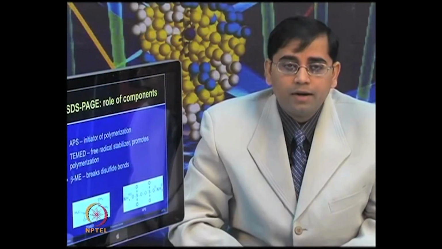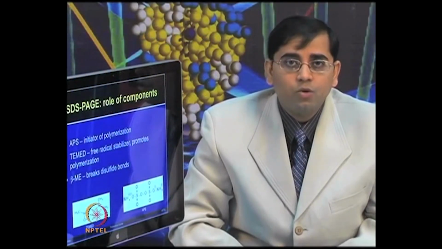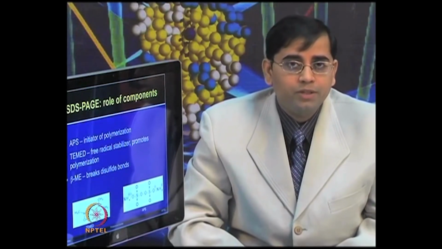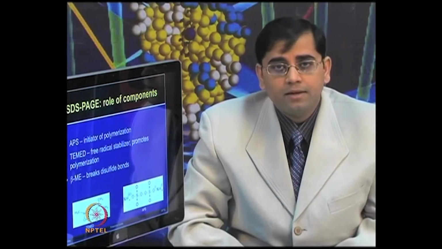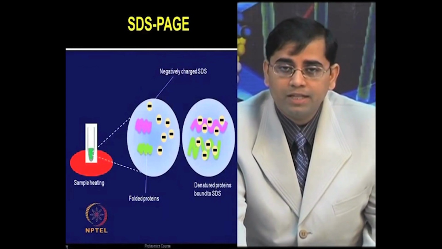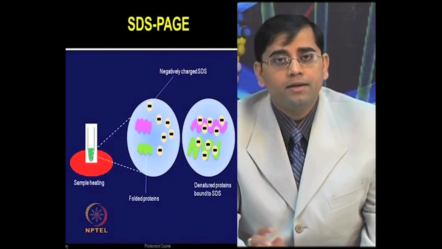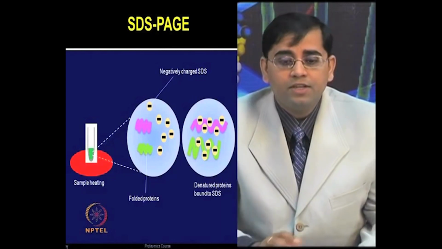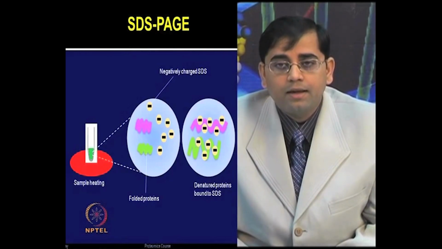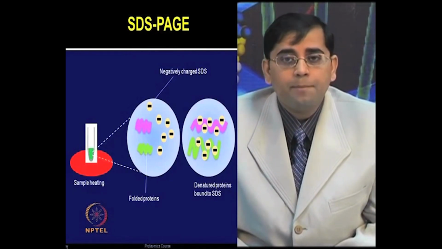So, I hope you are at least able to understand the role of each of these components which are being used in SDS PAGE, either during the protein preparation or making the gel to separate the protein. Now, once this step is done, you need to boil your protein sample if you are performing a regular SDS PAGE. The negatively charged SDS molecule will bind to the folded proteins. It will denature the protein and provide the negative charge.